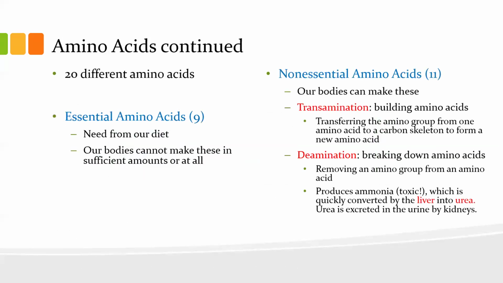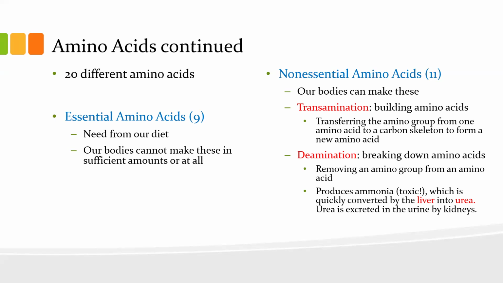When you look at amino acids a little bit deeper, we told you that there are 20 different amino acids, and 9 of them we call essential. These essential amino acids are essential because we cannot create them. They must be obtained from our diet. The remaining 11 are non-essential, meaning that our bodies are able to synthesize them on their own.